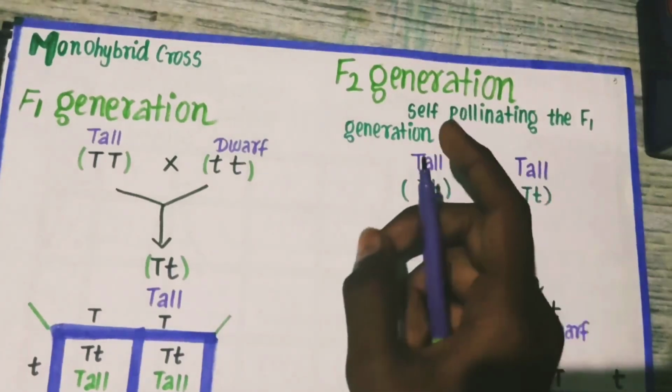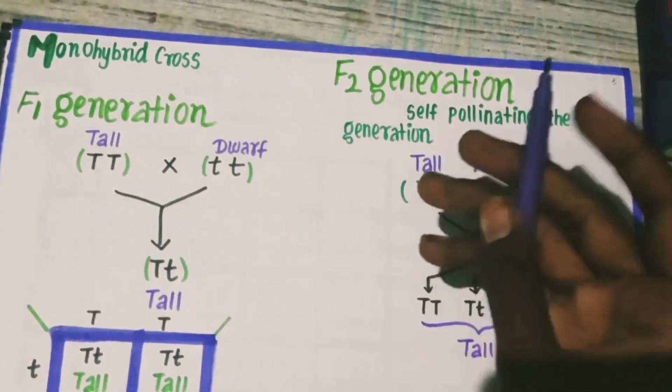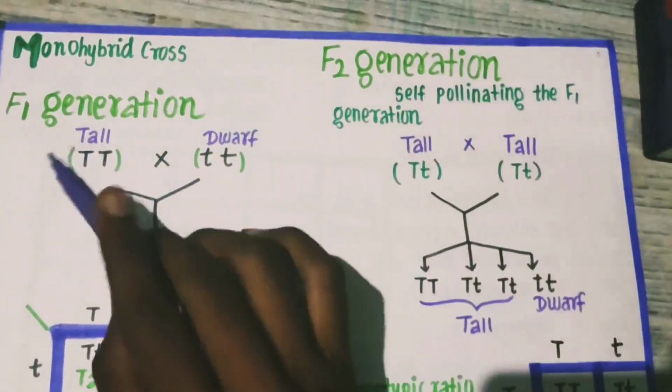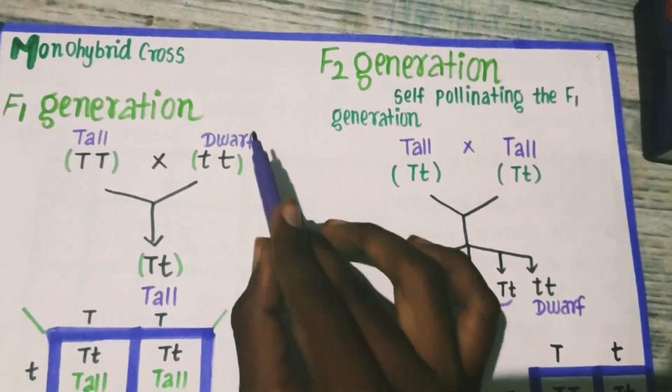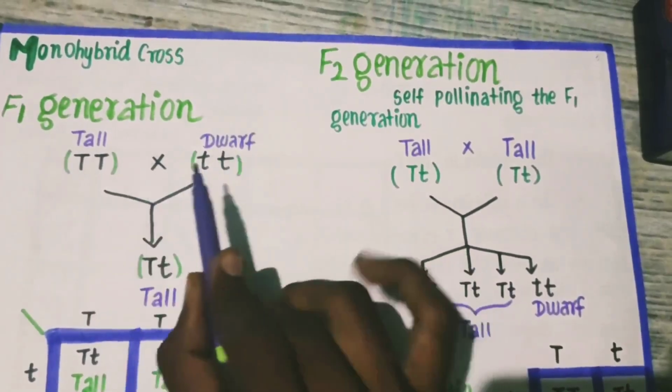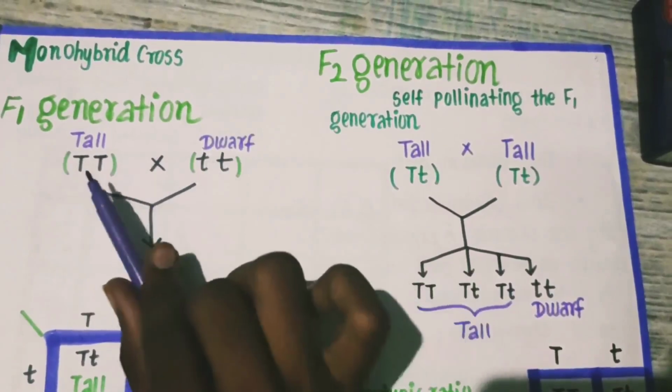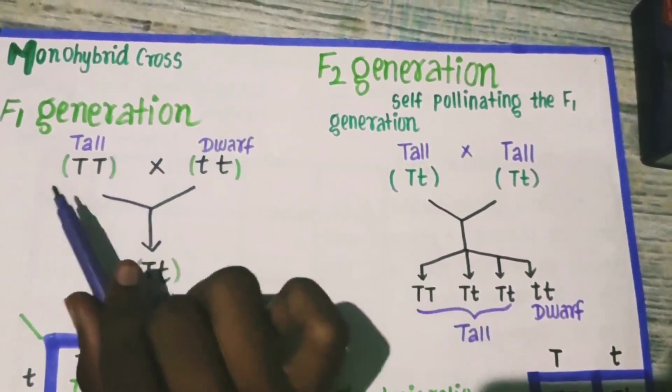Now we are going to understand the monohybrid cross which was done by the father of genetics, none other than Gregor Johann Mendel. Now see, he took a homozygous tall plant and a homozygous dwarf plant, and he crossed them. So this was your parental generation: homozygous tall and homozygous dwarf, because the alleles are same.